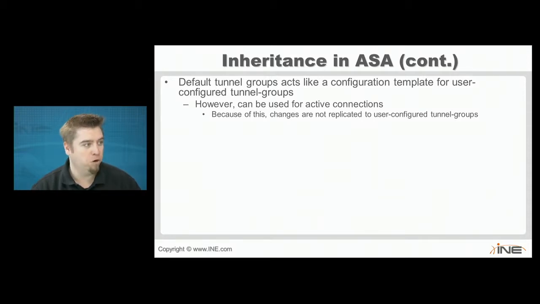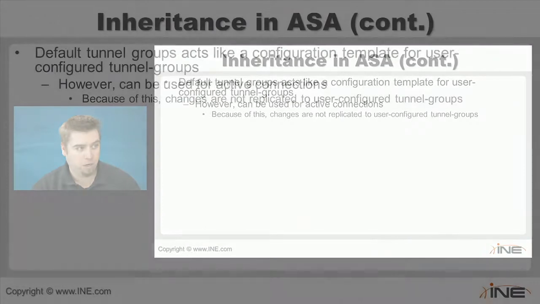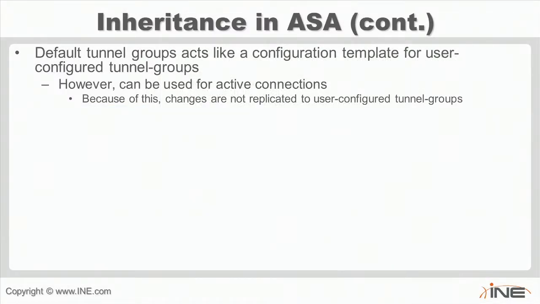This is the reason why changes aren't replicated down to the user-defined groups. But again, you can see this from the running config: if you do a show run all tunnel group and compare the default one with your user-defined one, the user-defined one is going to show you what particular attributes you have changed that correspond just to that group. So this will make more sense when we actually look at the CLI config.